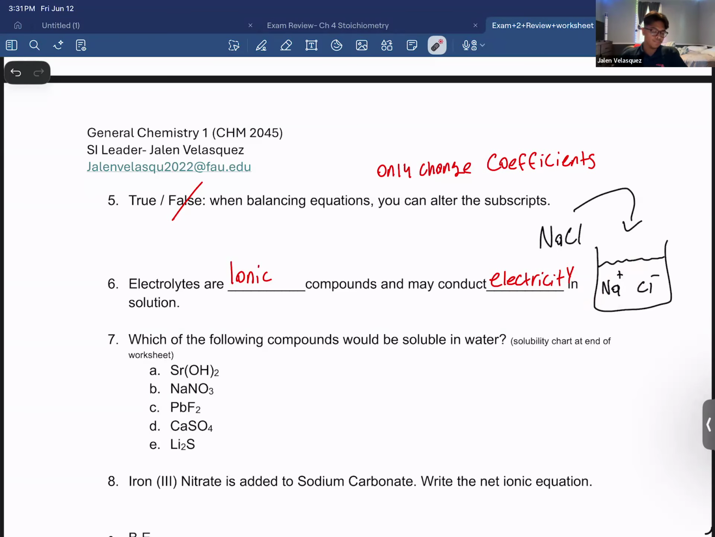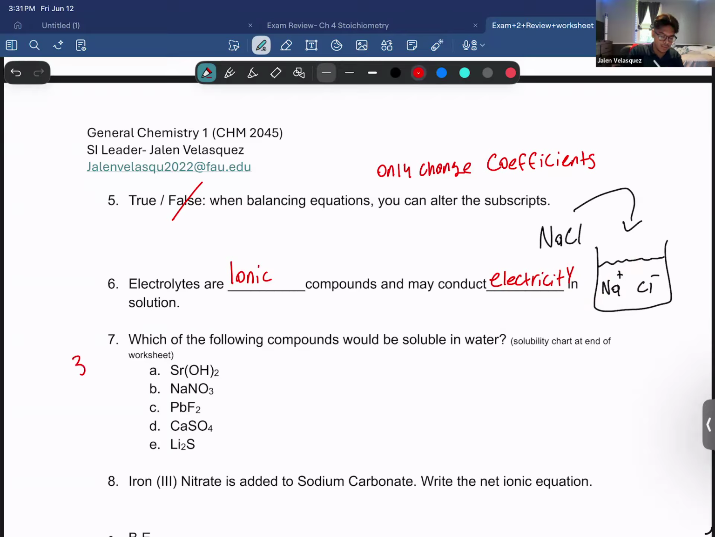All right. Number seven says, which of the following compounds would be soluble in water? I'm going to give you a minute to work through these. There are three correct answers here, so it's a multiple select. To help you with this, at the end of this worksheet, I attached the solubility table. So take a few minutes to look over that, and then we'll go over the answer.